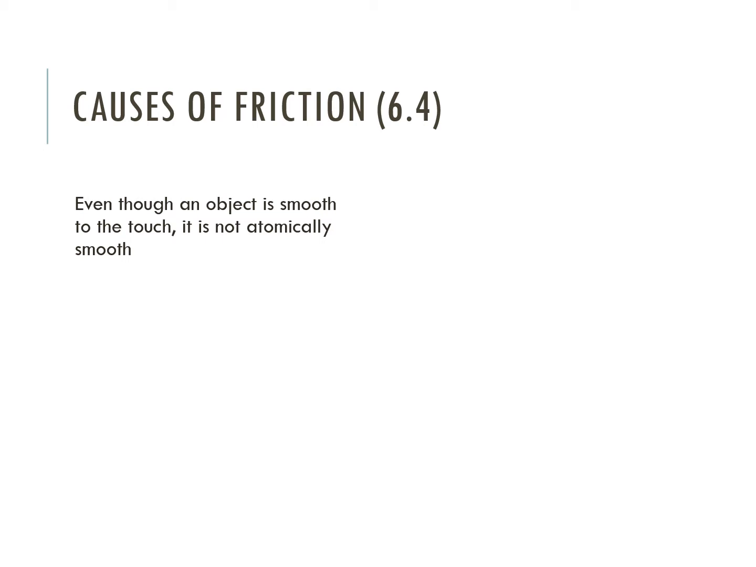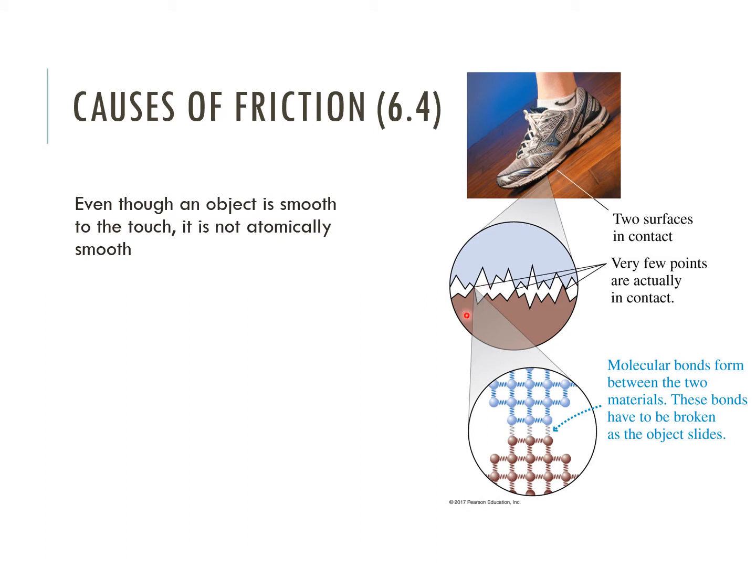But even the stuff we think of as smooth, so it's smooth to the touch, it's not actually smooth if we go to the atomic level. So if we go down to looking at the actual atoms on the surface of our object, it's not going to be smooth. We're going to have these valleys and peaks in our surfaces. It's just nowhere close to smooth.